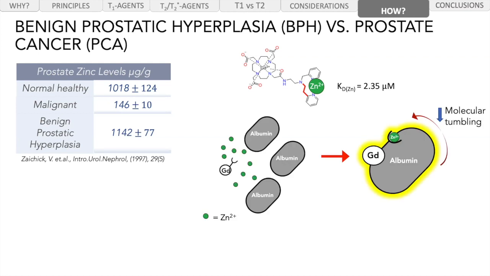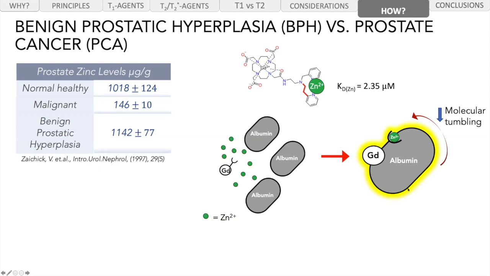And what we did is we designed this agent that when it binds to zinc, it actually forms a ternary complex, a larger molecule with albumin. Albumin is found everywhere in the body. And what this does is, before binding, the agent would actually tumble very slowly.